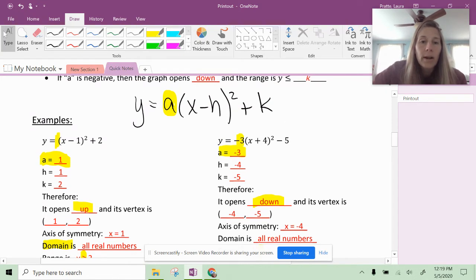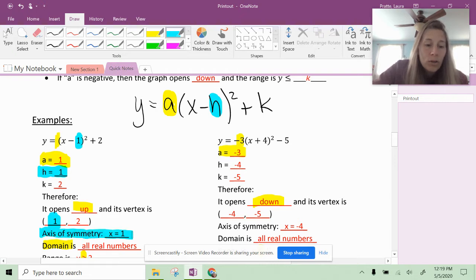So now let's look at our H. So our H is the number that's being subtracted from the X in the formula. So in this one, it's just a 1. So that's why it's going to be just a positive 1, because it's always the opposite of what you see in the formula. When there's a minus there, you have to switch the sign. So if my H is 1, that means the first part of my vertex is also 1. My axis of symmetry is x equals 1.